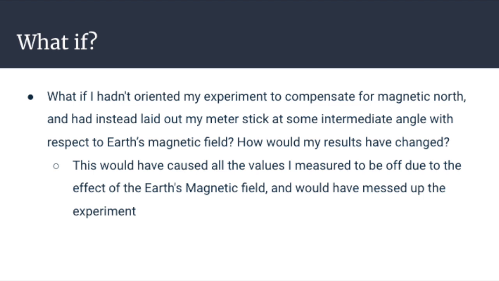What if I hadn't oriented my experiment to compensate for magnetic north, and had instead laid out my meter stick at some intermediate angle with respect to Earth's magnetic field? How would my results have changed? This would have caused all the readings I took when using the magnetometer to be off due to the effects of Earth's magnetic field, because it would most likely not be orthogonal.